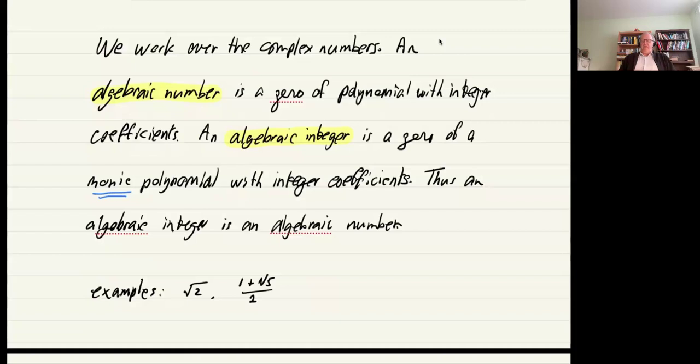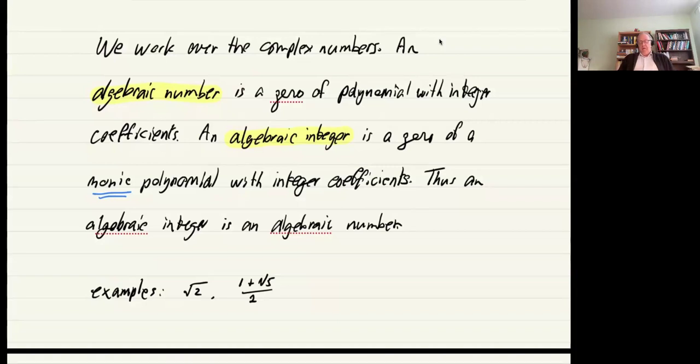So the zeros of x squared minus 3 are plus or minus root 3. They're algebraic integers. So algebraic integers are a special case of algebraic numbers. And in fact, the relation between algebraic integers and algebraic numbers is essentially the same as the relation between the integers and rationals. So the jargon is that the algebraic numbers are the field of fractions of the ring of algebraic integers, and the rationals are the field of fractions of integers. But we don't need to know that, so don't worry too much.